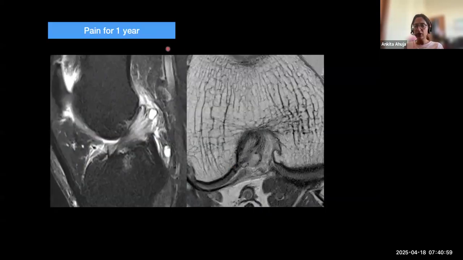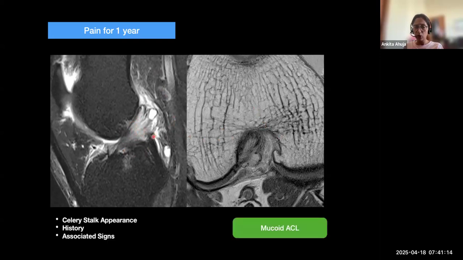Now, again, a patient with a history of pain for 1 year. 1 year back, he had some trauma. What do you think this is? Although trauma history is confusing, if you see, you can see these fibers in here. Can you see? This is called a celery stalk appearance. So you have this celery stalk appearance with ganglion cystic changes with a lot of edema in the ligament. So this is called your mucoid ACL.